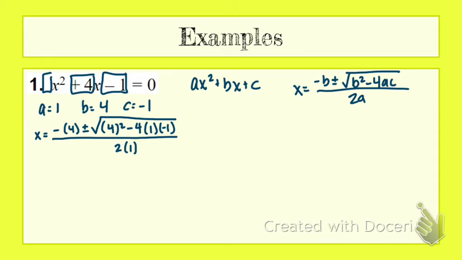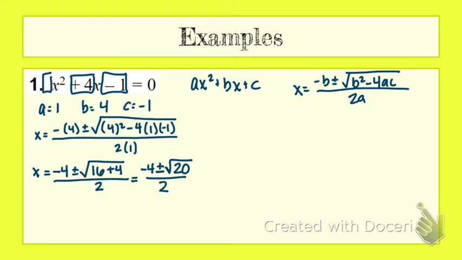So let's simplify now. I like to simplify in parts. I like to treat this as a section, this is a section, and this is a section. And so we'll simplify each one. So first we have x equals, this just simplifies to -4 plus or minus the square root. This 4 squared is 16 minus 4 times 1 times -1 is going to give us +4. All divided by 2. So then when we simplify even further the stuff inside the radical, we get -4 plus or minus the square root of 20 divided by 2.